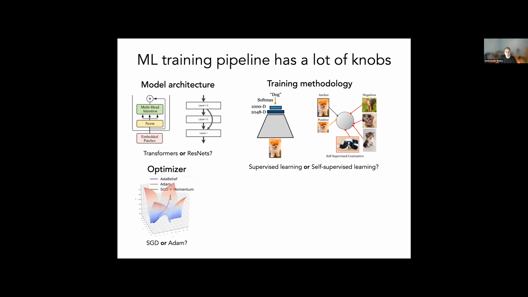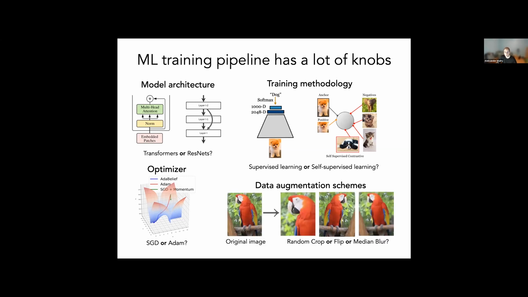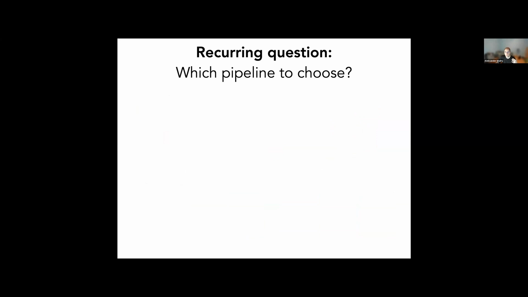You can think about the type of optimizer that you use, SGD or Adam, or what kind of exact learning rate schedule you use, or things like what kind of data augmentation schemes you use as well. Again, we all have our standard choices for these, but these are choices, and the question is, which pipeline to choose.